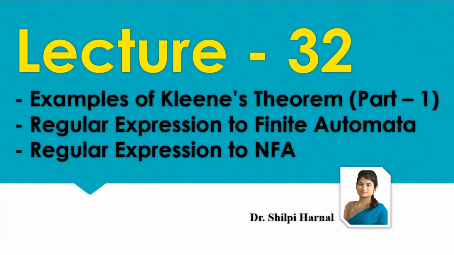In this lecture, we are going to practice some of the examples of Kleene's theorem part 1. As Kleene's theorem part 1 was all about the regular expression to finite automata conversion, or we can say how a regular expression can be converted to an equivalent NFA with epsilon closure. Kleene's theorem part 1 also provides a systematic approach for this conversion, a step-by-step procedure to convert a given regular expression to an equivalent NFA with epsilon closure.